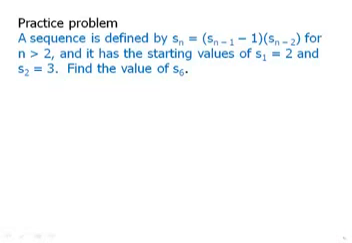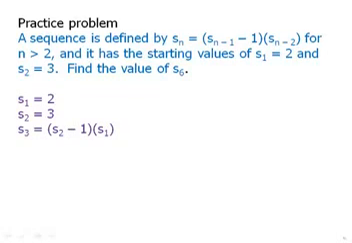So once again, there's no way to jump right away to the sixth term on the list. We have to find them in order. The third term, the fourth term, the fifth term, up to the sixth term. So these are our starting terms. The third term is going to be the second term minus 1, so 3 minus 1 is 2, times the first term 2. That's 2 times 2, which is 4.